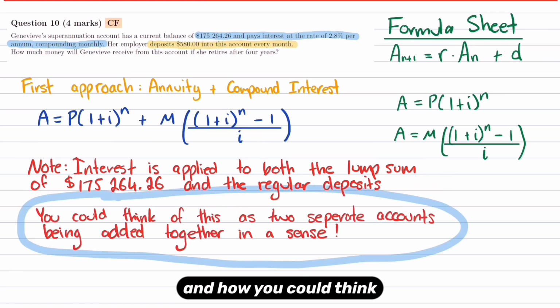And how you could think of this, you could think of this as just two separate accounts that are being added together in a sense. So you've got the lump sum of 175,000, that's kind of on its own, and then you've got someone depositing $580 regularly every month, and then essentially you're just adding those two up.